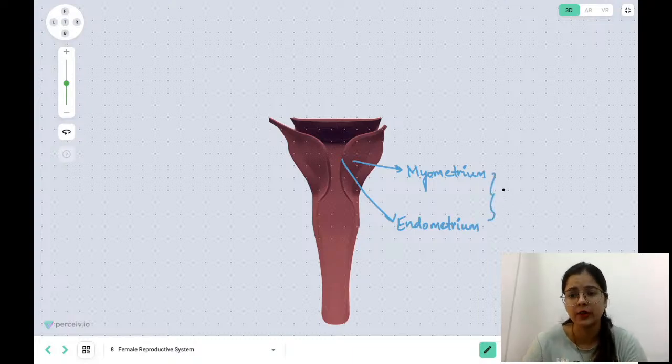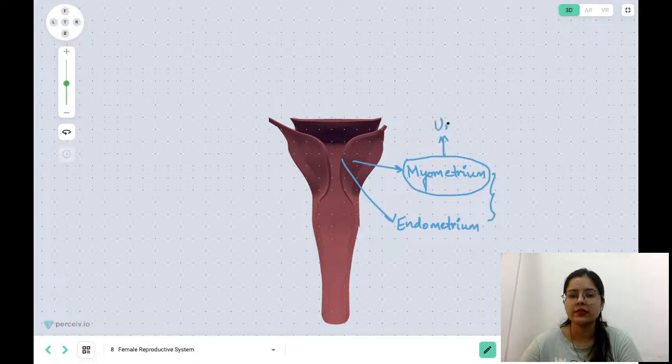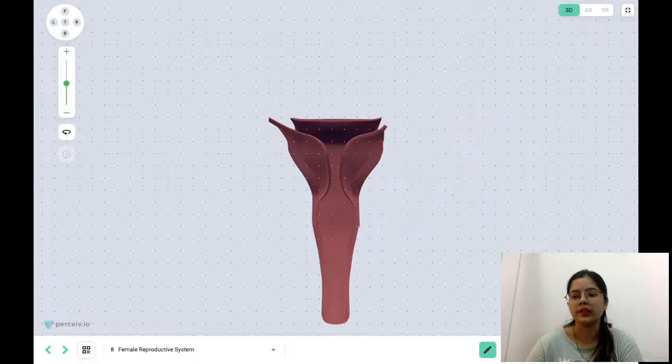And these two are very, very important because this is one such layer that undergoes cyclical changes during the menstrual cycle. This is important because it is responsible for implantation. Just a second, I'll just label it again. This is your myometrium.